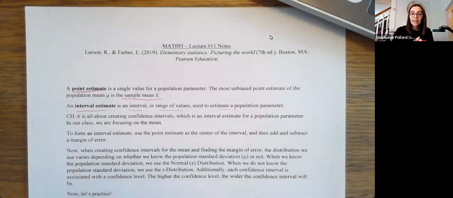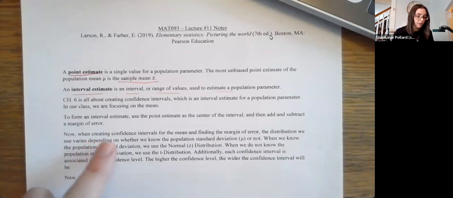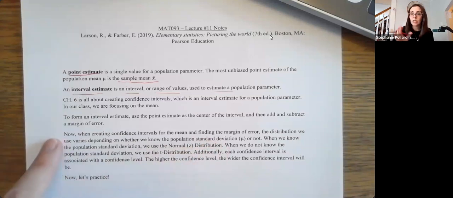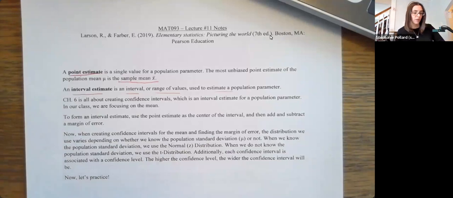To form an interval estimate, what we do is we start with the point estimate. So we take the sample mean and we basically add and subtract a margin of error. So most of our calculation work has to do with finding that margin of error, and then we're able to add and subtract that. When finding confidence intervals for means and finding the margin of error, we do use two different distributions.